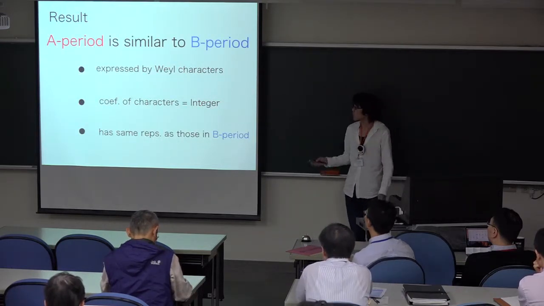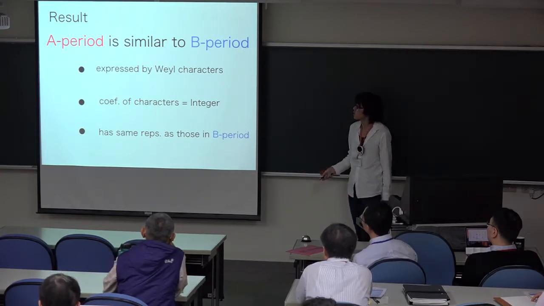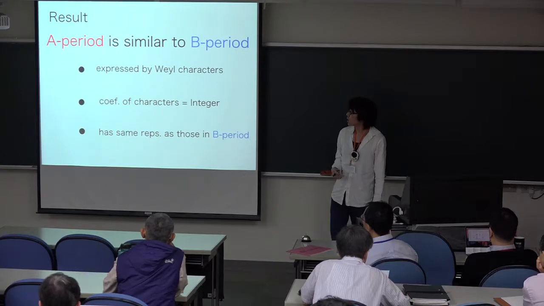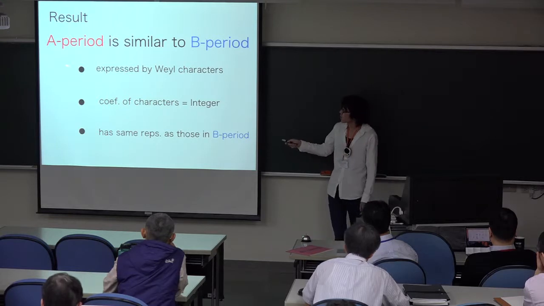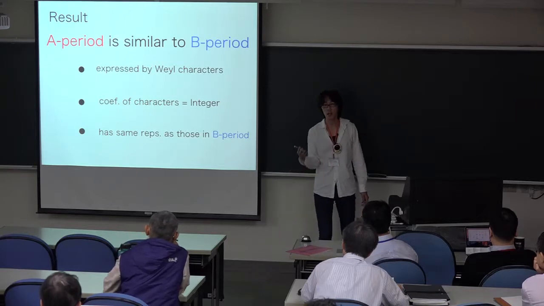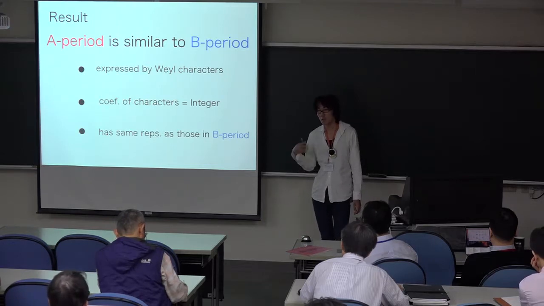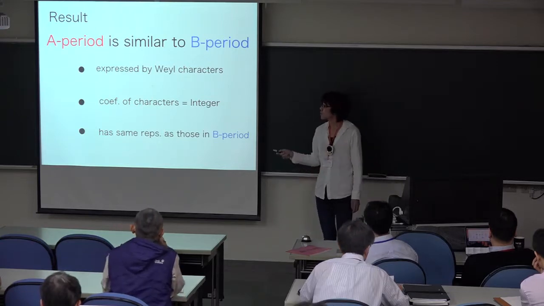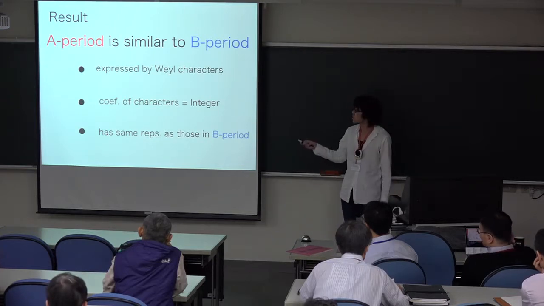Okay, before going to the details, let me summarize our result. Through our study, we find three things. We can say that the A period is quite similar to the B period. More concretely, from the form of the quantum mirror map, we find three things. One is that the quantum mirror map can be expressed by Weyl characters. As I said in the previous slide, the geometry we consider here has a D5 Weyl symmetry. Correspondingly, the quantum mirror map, which can be calculated from the information of the geometry, should have such a symmetry. As a result, the quantum mirror map can be expressed by Weyl characters, which are invariant under the Weyl transformation. This structure is also similar to the B period.